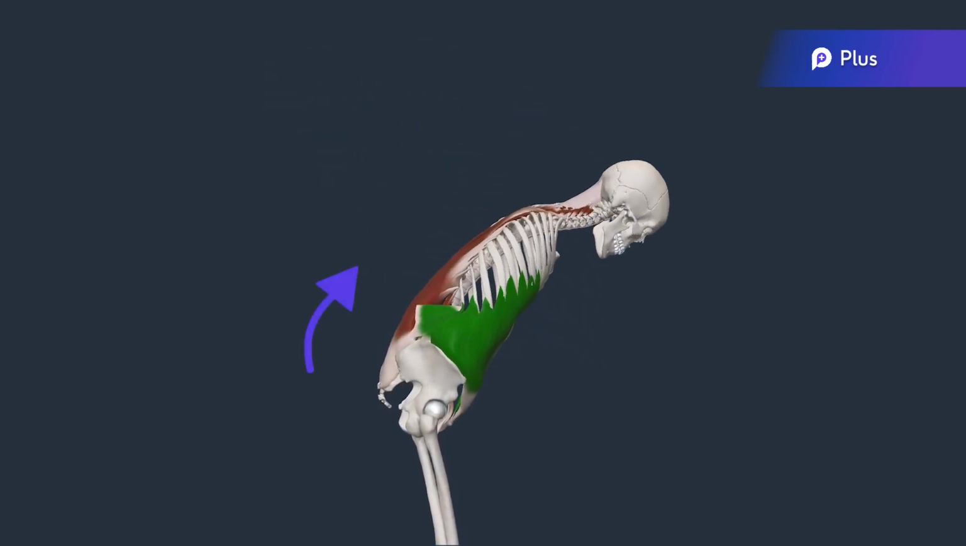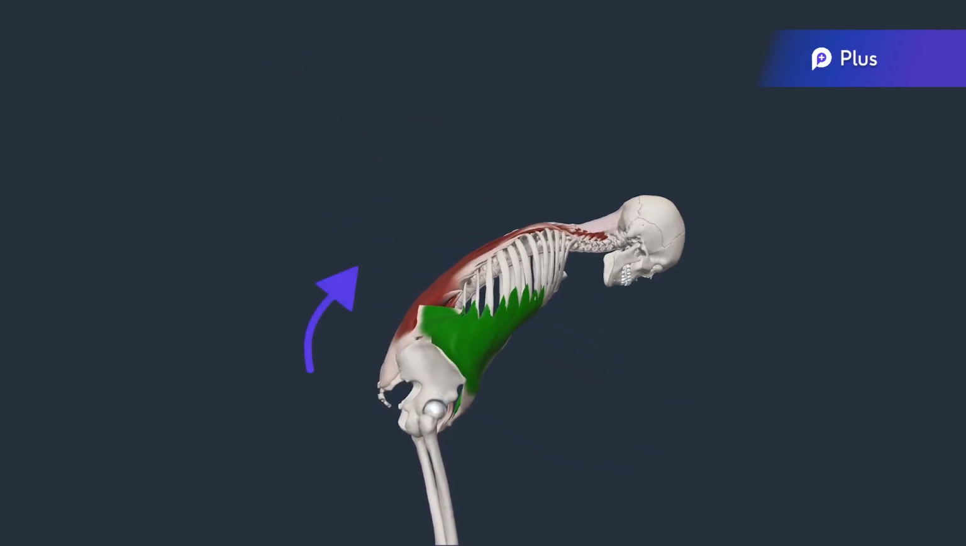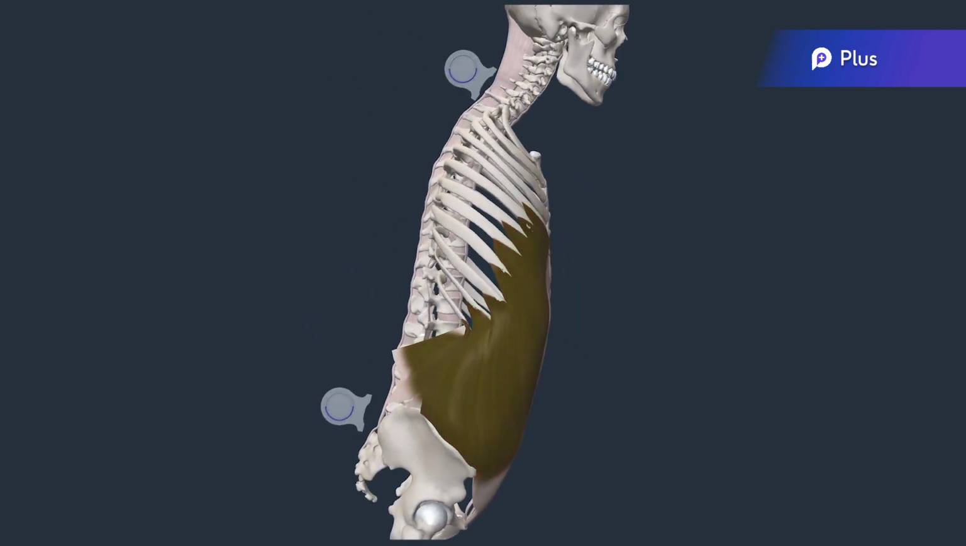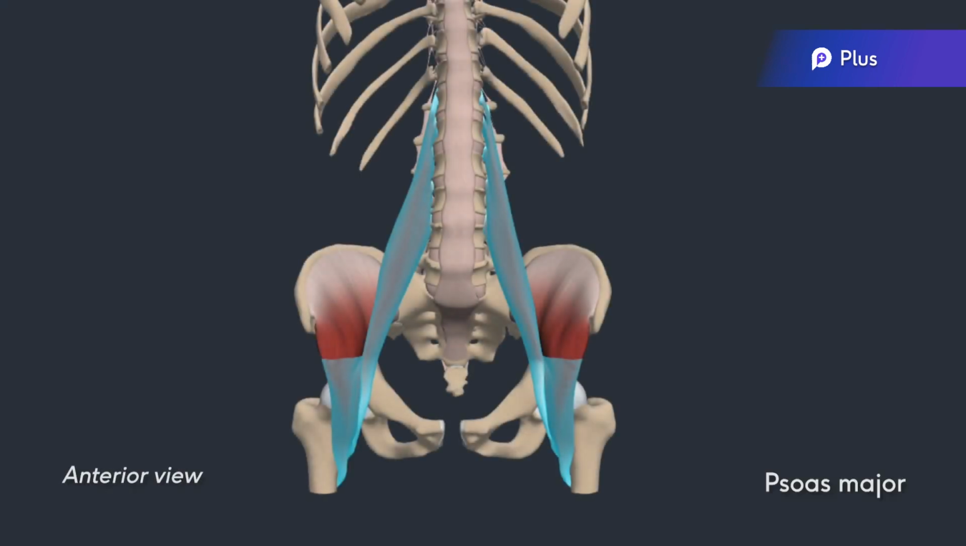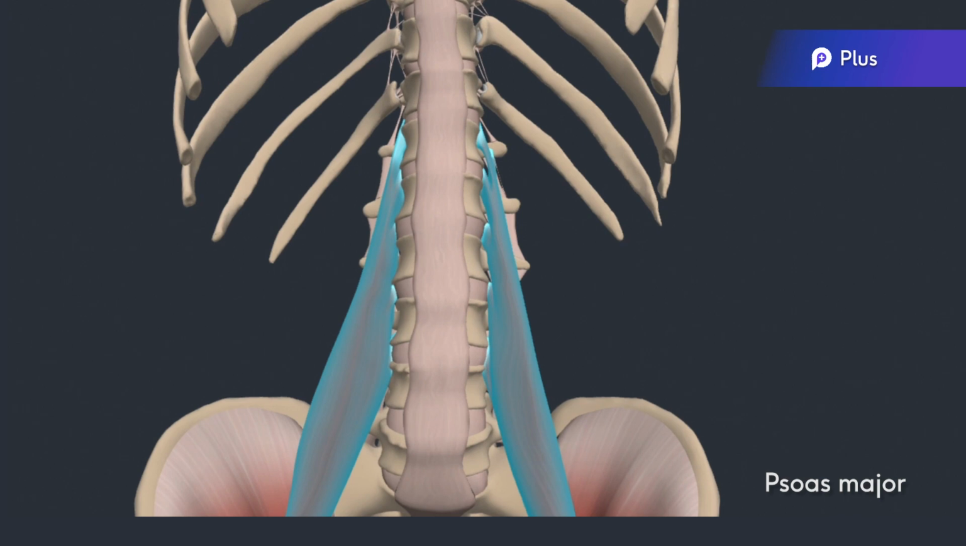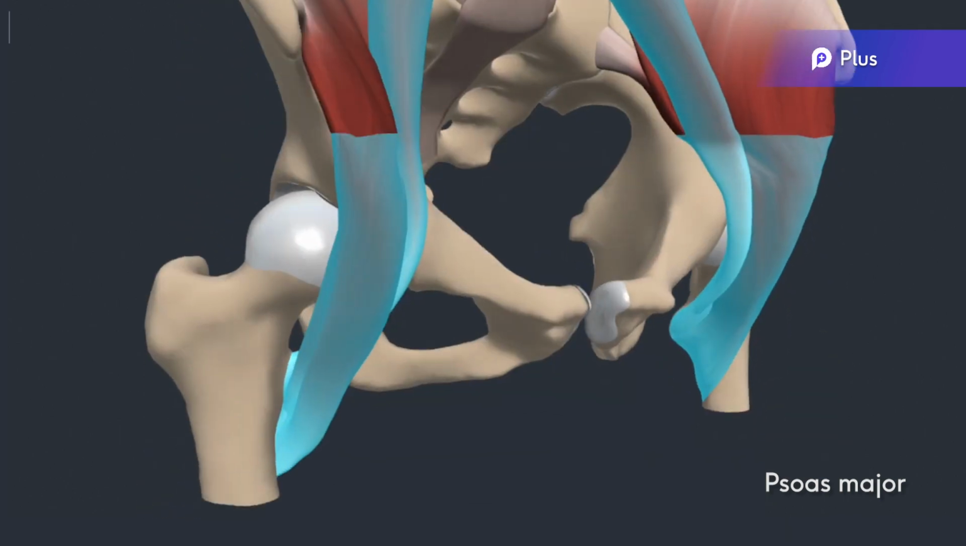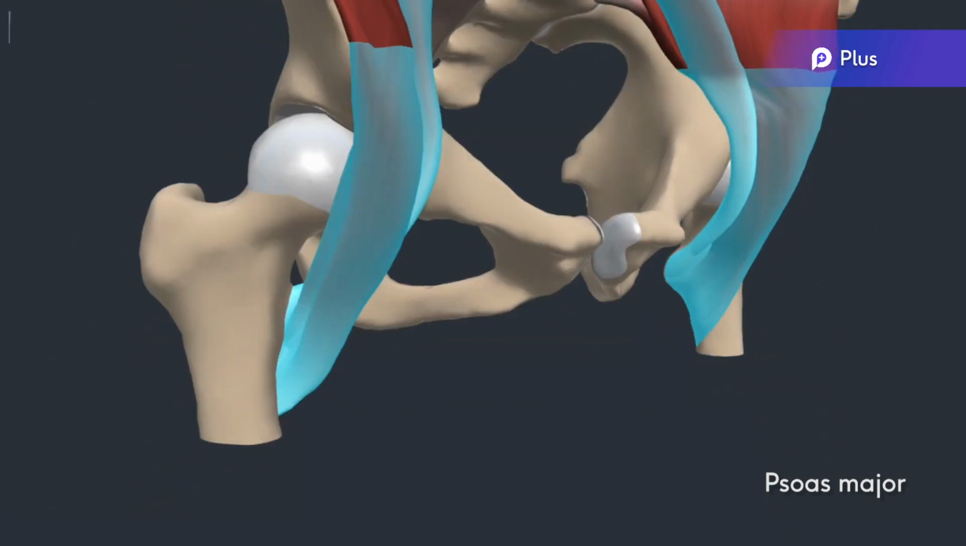The first action we'll look at is lumbar flexion, the action of bending forwards at the lower back. Here we can see it overlaid with the goniometer, showing a normal flexion range of about 60 degrees. Psoas major is not a major flexor of the lumbar spine, but can contribute to this movement when acting bilaterally and when the insertion point is fixed.